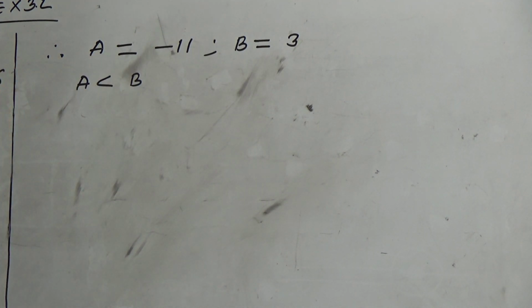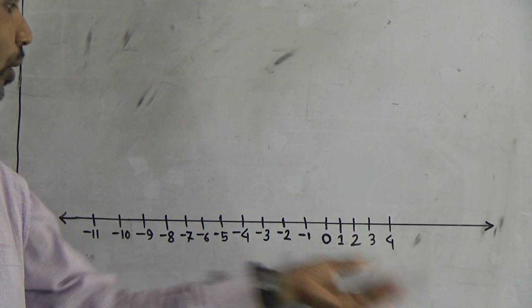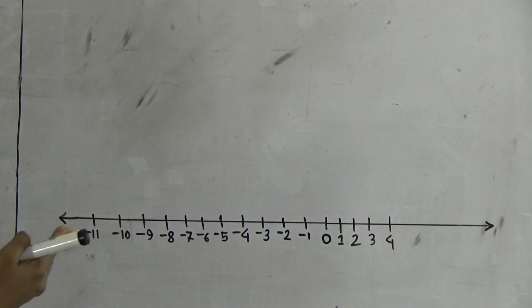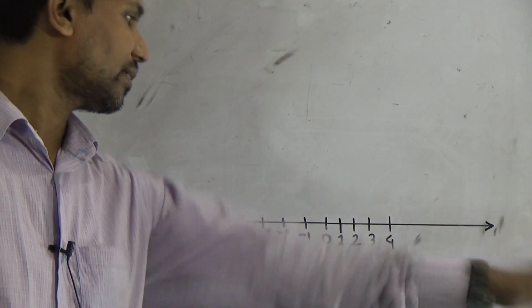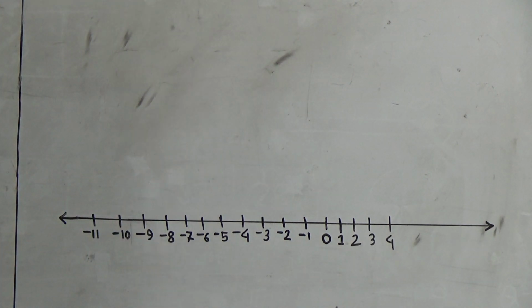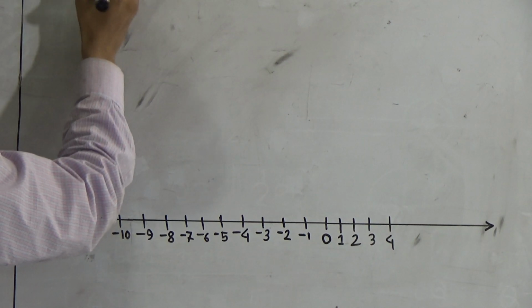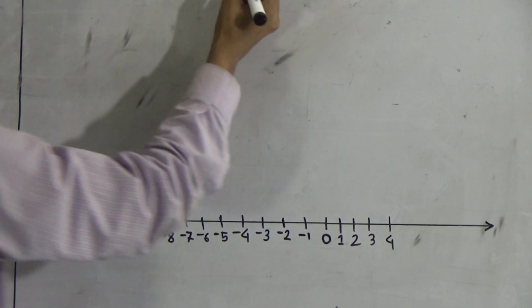Okay, you see the number line. Look, this is -11 and this is positive 3. Okay, when we move from 0 to the left side, the value will decrease, and when you move from 0 to the right side, the value will increase. Therefore we have to write, hence, A less than B.